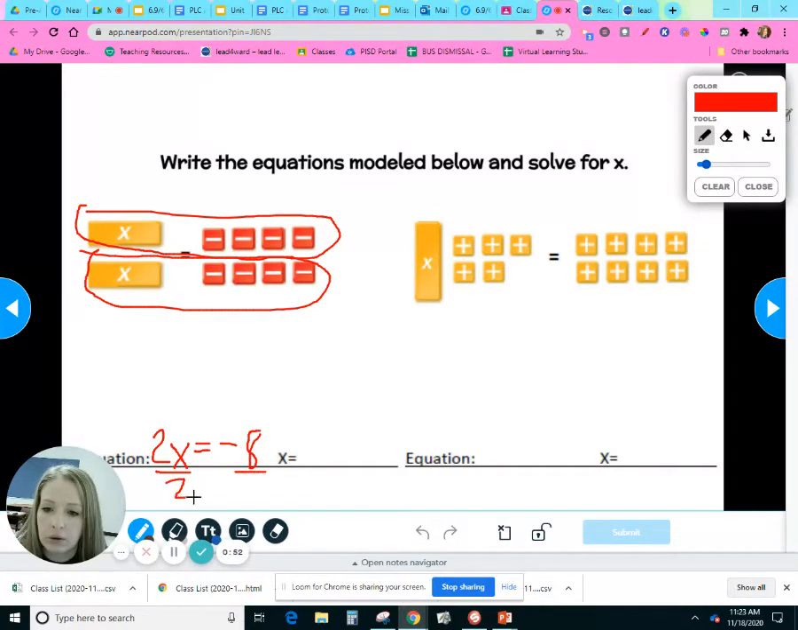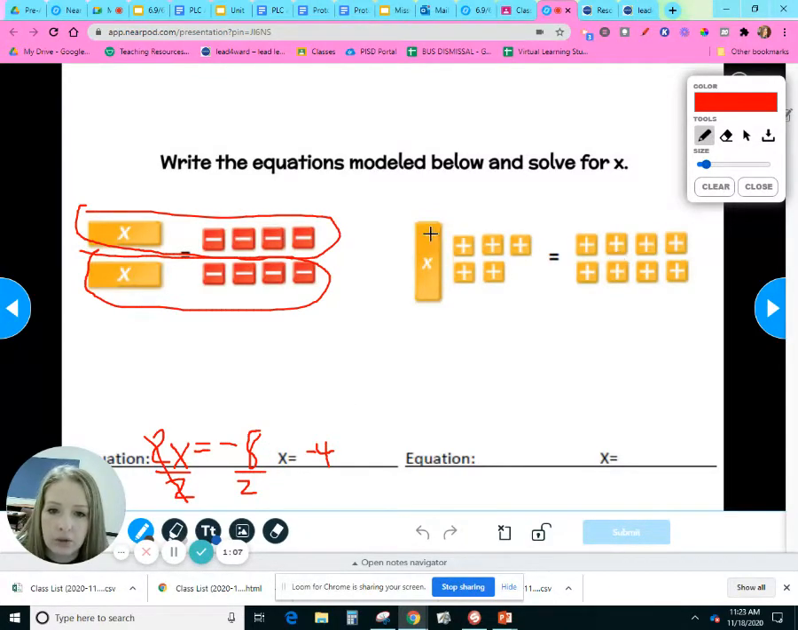You could divide both sides by 2. That's going to cancel out, leaving just x. And negative 8 divided by 2 equals negative 4. So in this problem, x would equal negative 4.